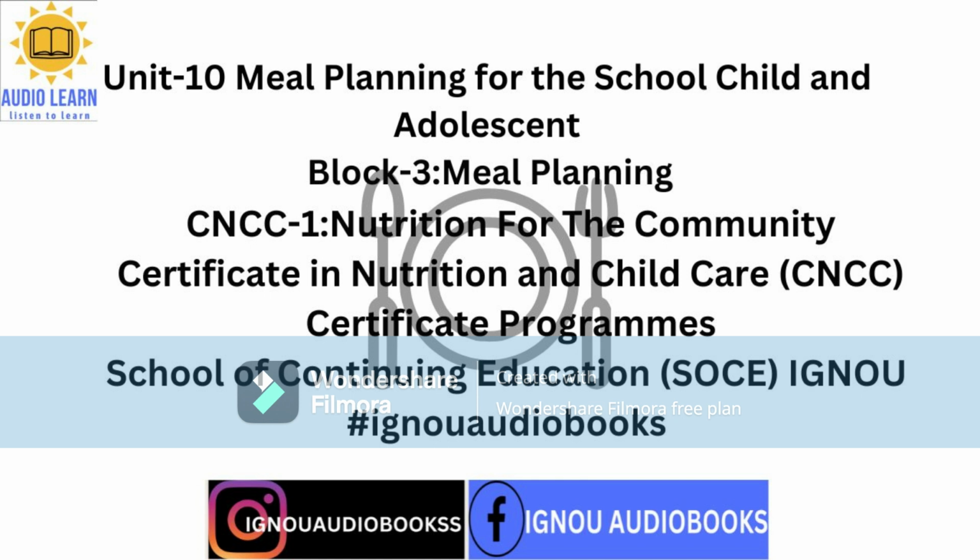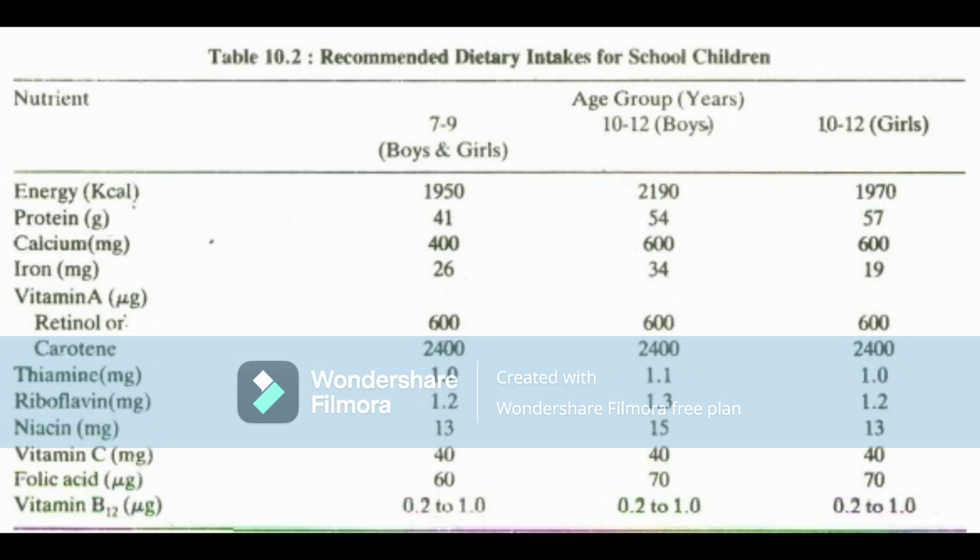The RDIs for vitamin C, folic acid, vitamin B12, and vitamin A remain unchanged from the age of 7 to the age of 12. The influence of sex becomes evident after the age of 10 years. This is the reason why RDIs are specified separately for boys and girls in the 10 to 12 years category. The RDI for iron is a case in point. There are sharp sex differences in iron needs. Why is this so? Table 10.2, Recommended dietary intakes for school children.